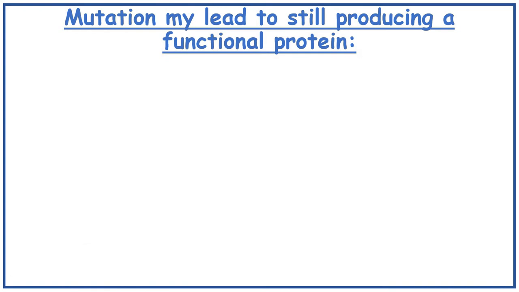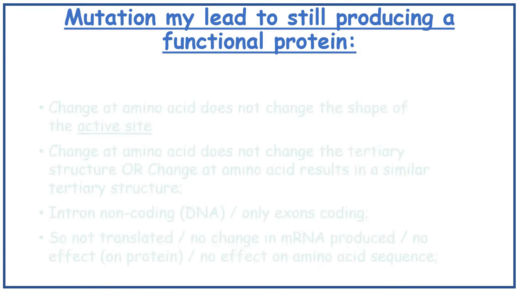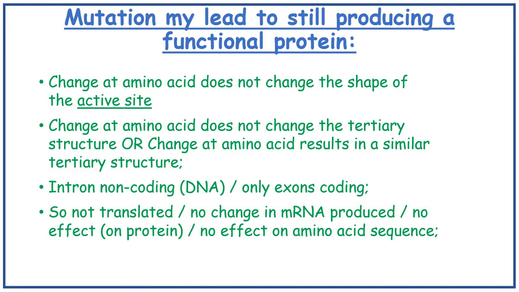Mutation may lead to still producing a functional protein. This is because a change at the amino acid site may not change the shape of the active site. A change at the amino acid does not change the tertiary structure. It could be an intron or a non-coding piece of DNA, so it's not translated and there's no change in the amino acid sequence.